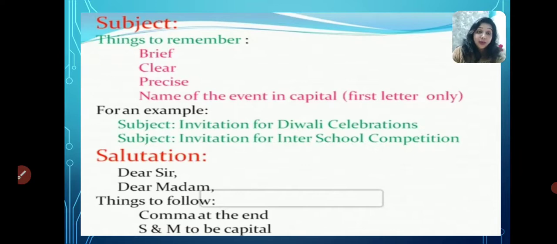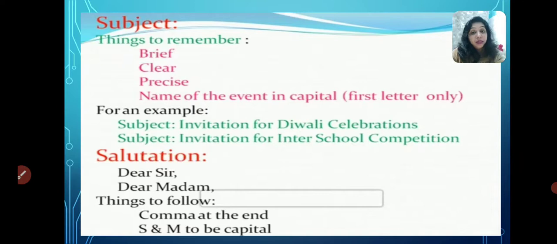For example, here we have two subjects given. Let us look into that. Invitation for Diwali Celebrations. You can see the first letter of Invitation, then obviously Diwali, D capital and C capital, is written. Or Invitation for Inter-School Competition. You can see that every word's first letter is capital except the preposition for. So you have to keep this in mind. The subject is written in very simple words. Again, it is very brief, very precise, and clearly understood by the reader.